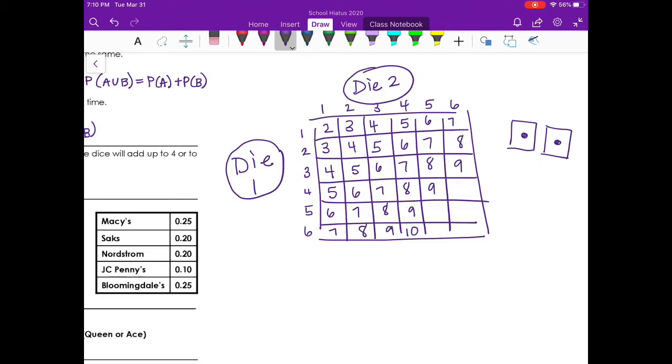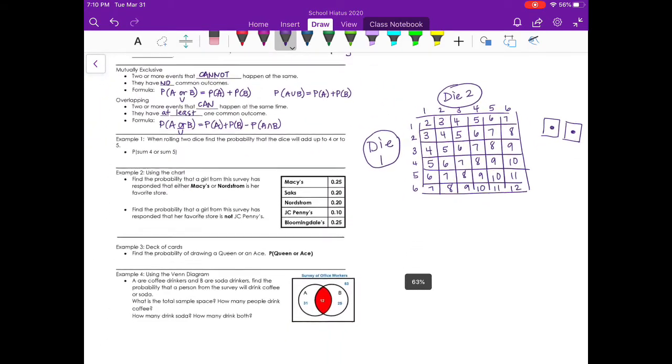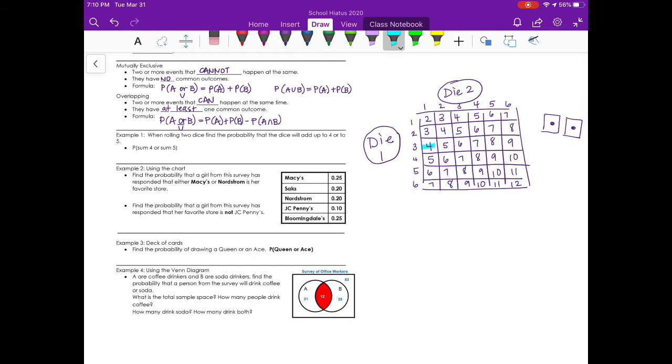Now, we've been asked to find the probability that the sum will be 4 or 5. So in our little table here, we can see that there are 1, 2, 3 sums of 4. So the probability of getting a sum of 4 is 3 out of 36 total possible outcomes. There's 6 for the first die, and there's 6 for the second die, and so that's 36 total possible outcomes. And then we'll add the probability for the sum of 5. 1, 2, 3, 4. There are 4 ways that the sum could come out to be 5.